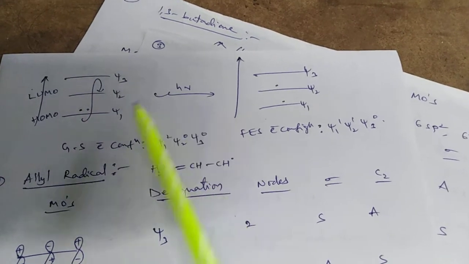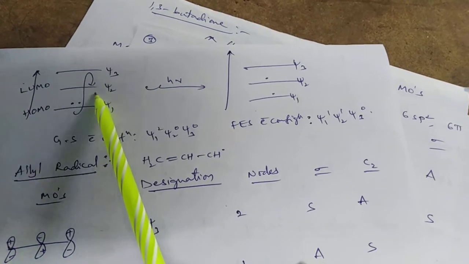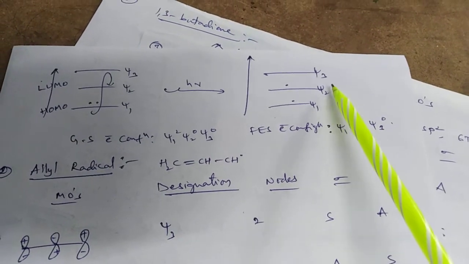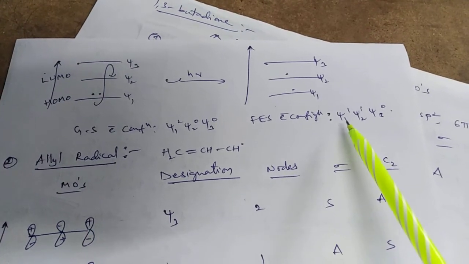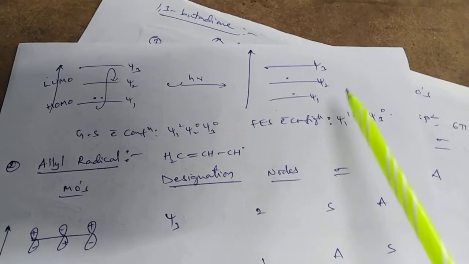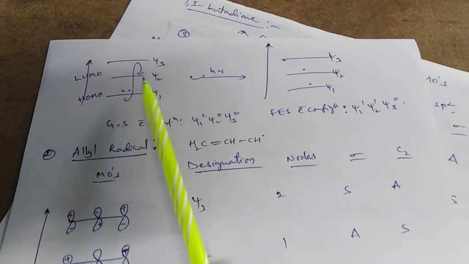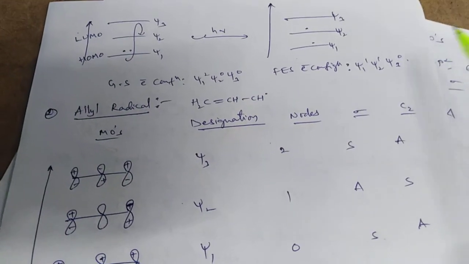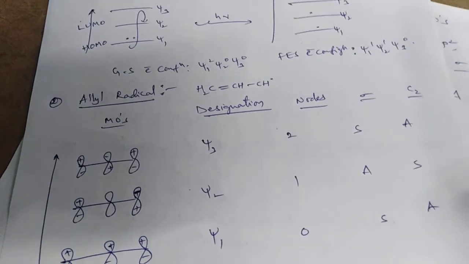If we give energy to the Psi1 orbital, 1 electron jumps to the Psi2 molecular orbital. Therefore, the electron configuration is Psi1 1 and Psi2 1. In the ground state configuration, Psi1 is HOMO, Psi2 is LUMO. But in the first excited state configuration, Psi2 is HOMO. Thank you.